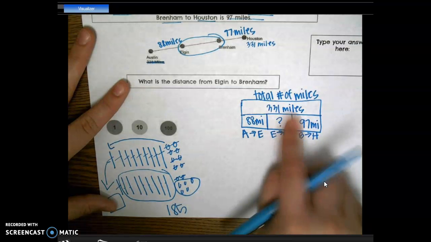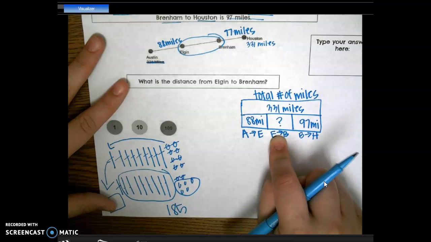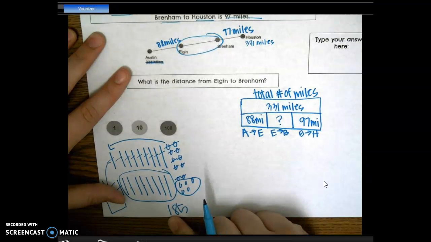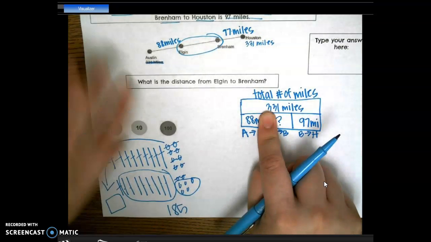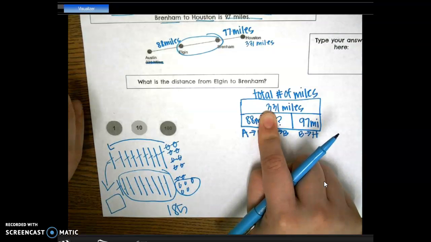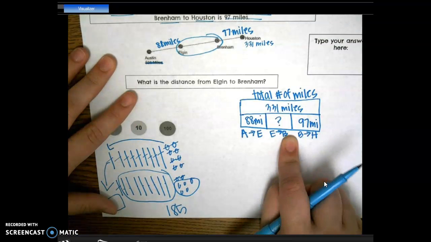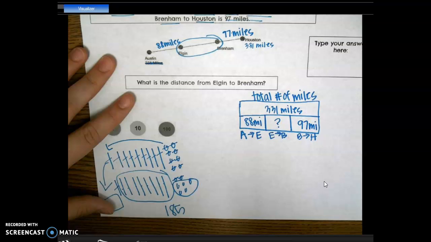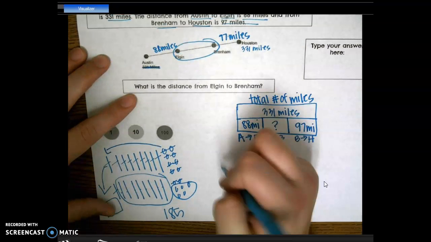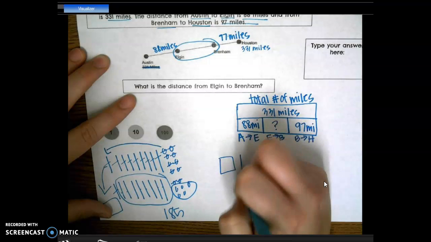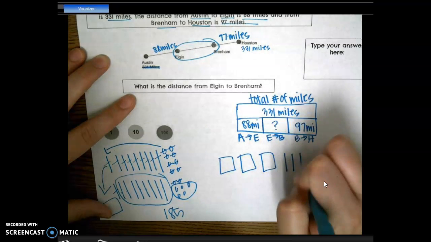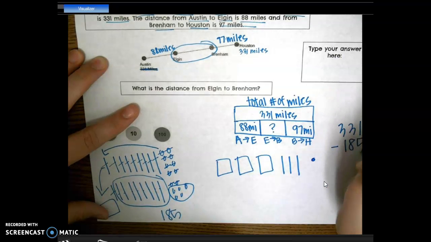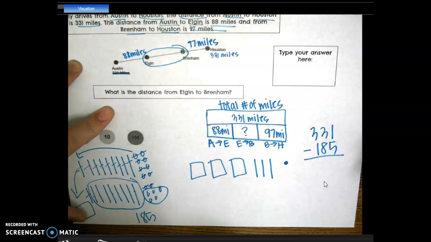I need to figure out this missing part. What am I going to do? So from Austin to Elgin and then Brenham to Houston, she drove 185 miles. And I know that's from a total of 331 miles. I want to figure out how many miles she drove from Elgin to Brenham. What are we going to do? You're going to subtract. If you said subtract, good job. 331 minus 185. This is what we're subtracting.